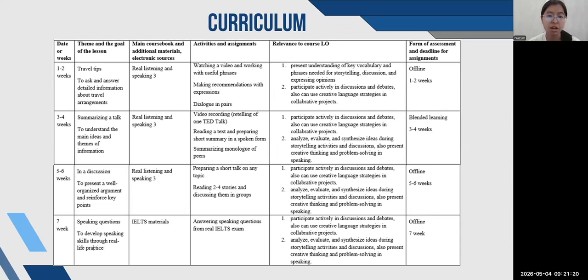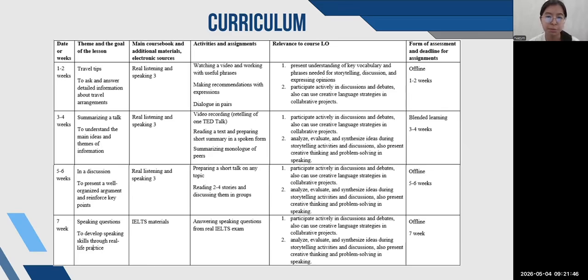They will use it. Also, they will watch a video and work with useful phrases. They will learn to use them in real practice. Also, students will be able to use expressions and make recommendations. They will have dialogues in pairs. These tasks are aligned with learning objectives of our course.